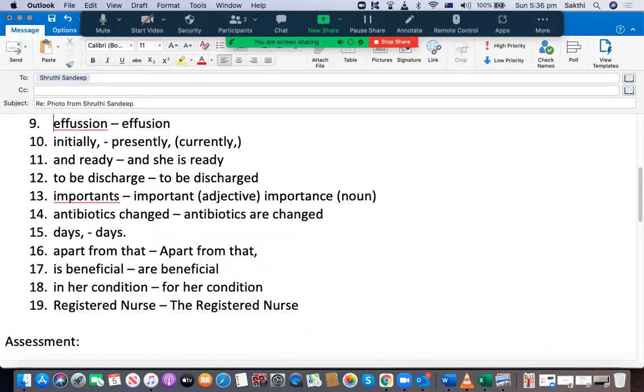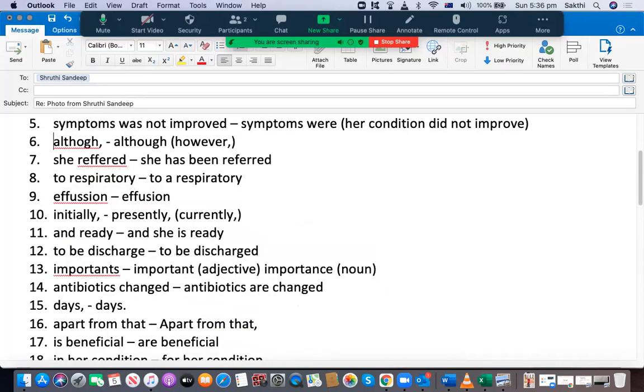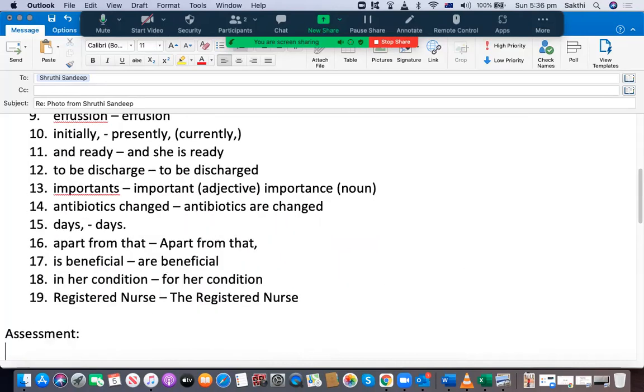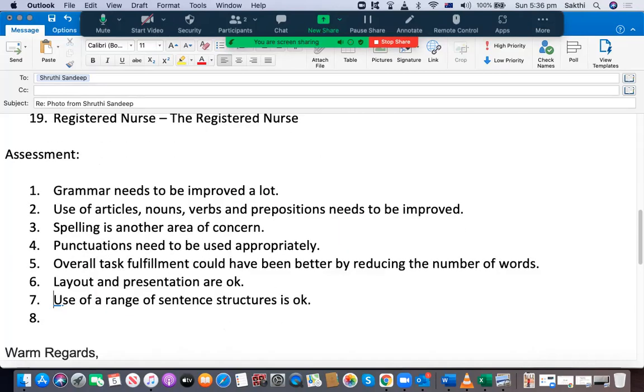All right, so these things are not that good. You need to be very careful. Use of connectivity could have been a bit better because you have used the connecting phrases inappropriately. For example, instead of writing currently, you have written initially. So connecting phrases could have been used more appropriately.